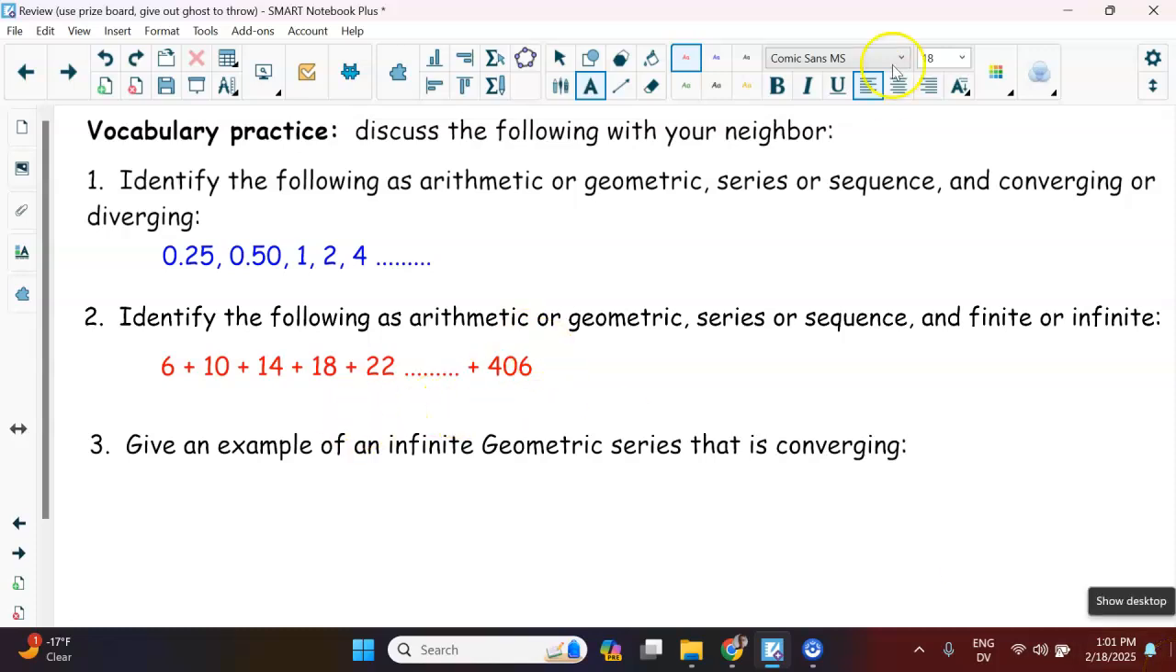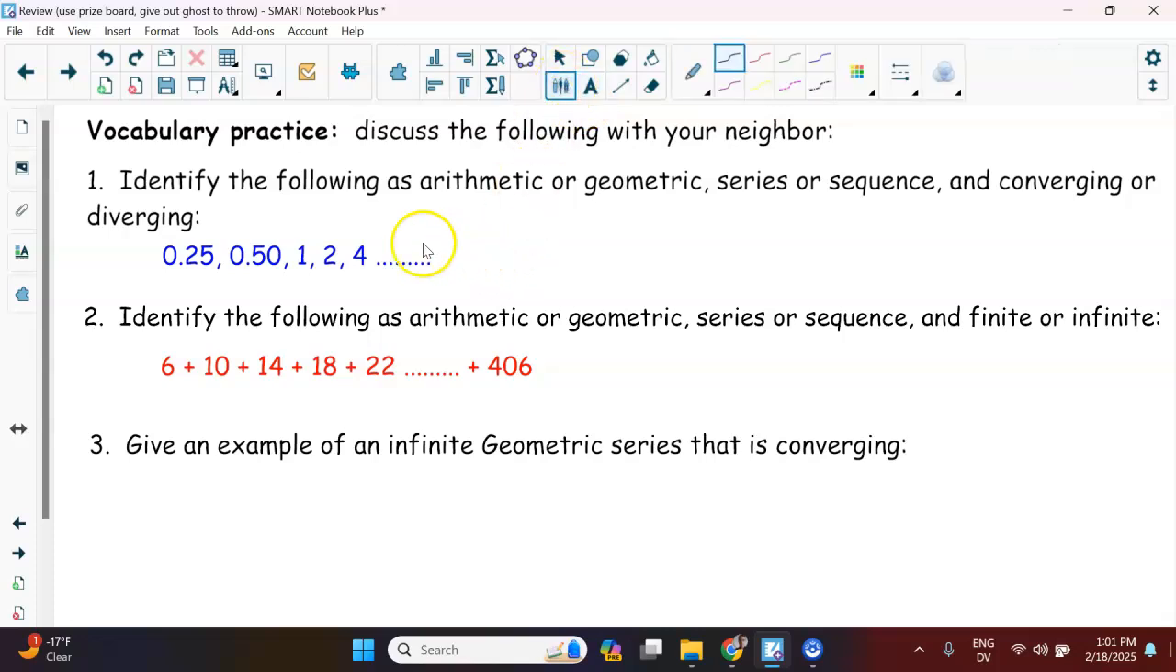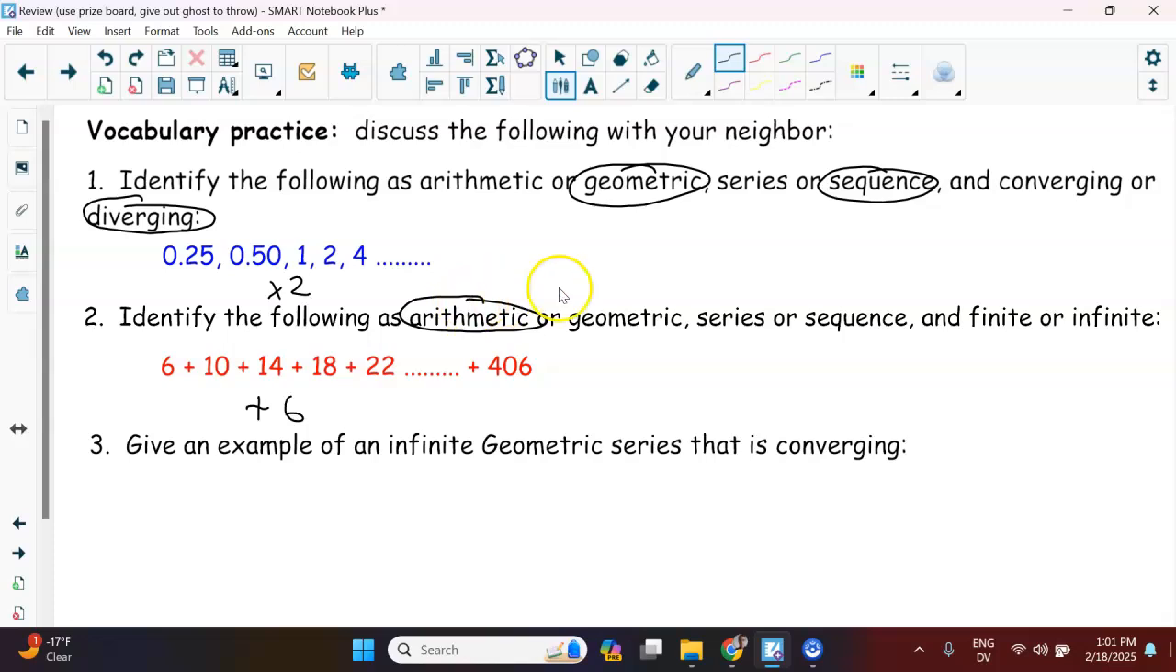Okay, so I'm just going to go through here. Hopefully you tried these first. So this one is timesing by 2. So that means it's geometric and it's just a sequence because it's not asking us to add them together. And this would be an example of diverging because they're getting bigger. All right, next one, we're going up 6, add 6. So that's an example of arithmetic. It is a series because we're trying to add them up with the pluses between them. And this one would be finite. Even though it has an ellipsis, it ends at 406, so it would be finite.